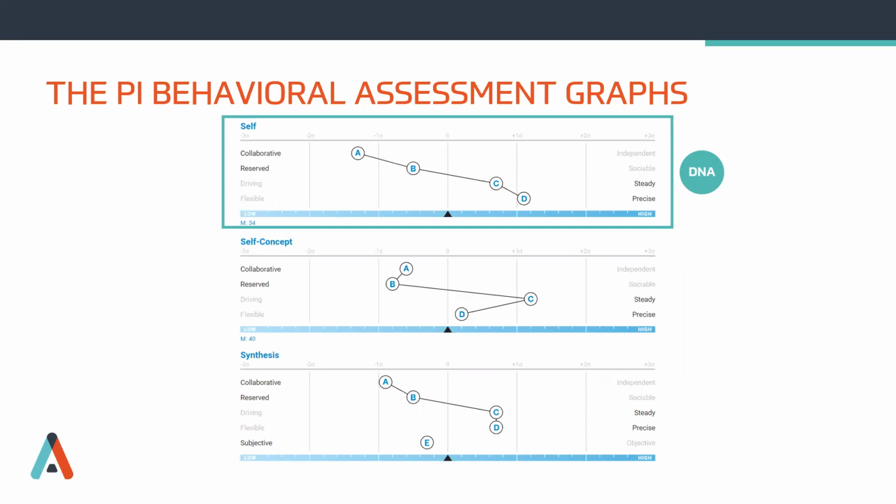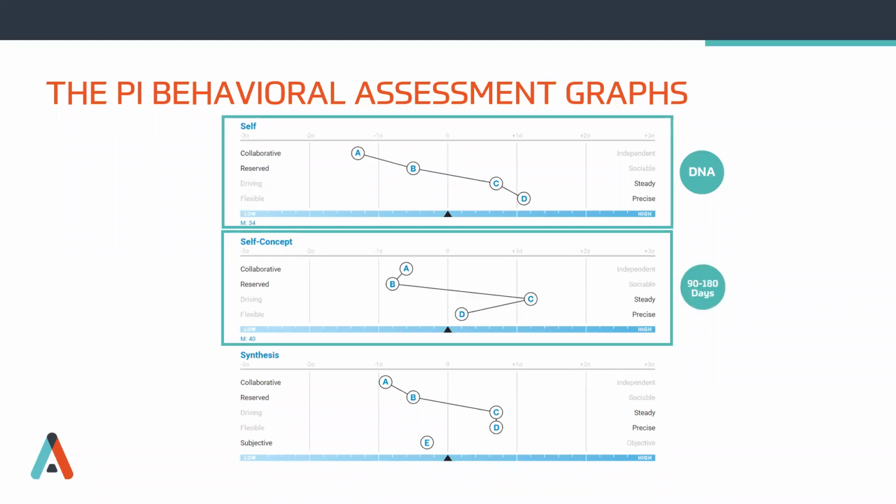It's the next graph, self-concept, that is created by your answer to the question of how do you think other people expect you to show up to work? And if we think about that question, we might be able to understand why this one has a timestamp of 90 to 180 days, because our ideas about what other people expect from us at work might change. If our manager changes, if our job changes, if our team changes, the people that we manage change.